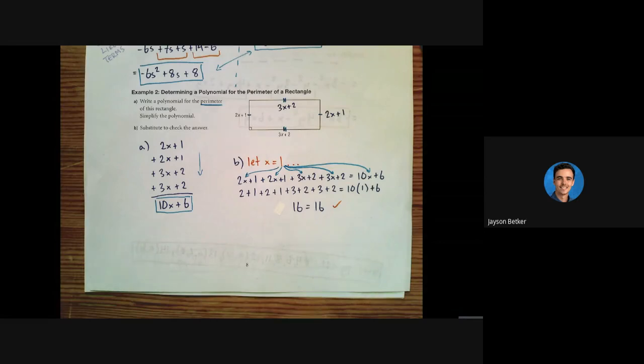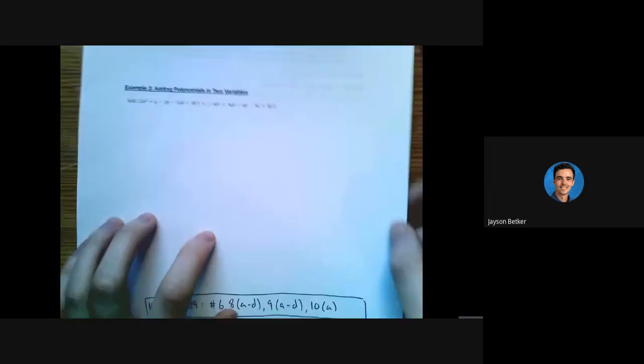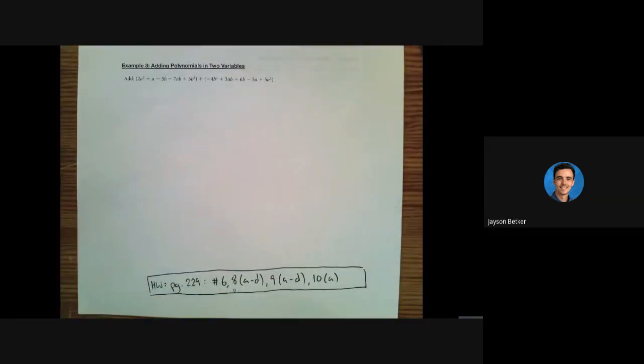Example number 2, determine a polynomial for the perimeter of a rectangle. You're going to have some examples like this in your textbook questions I want you to do. We have got one question left, adding polynomials in 2 variables. So if we have 2 variables now, how do we add these all up?